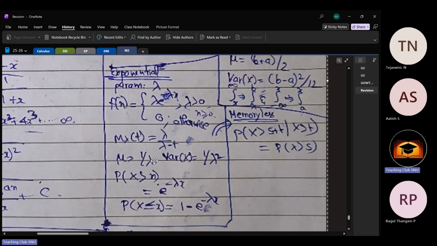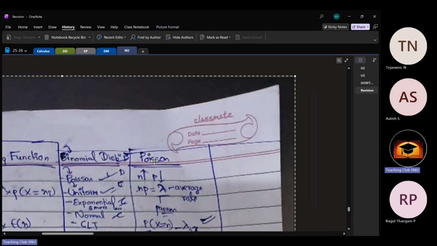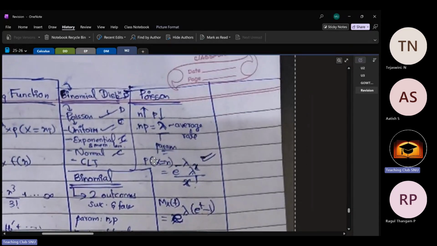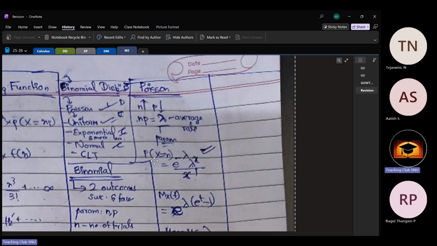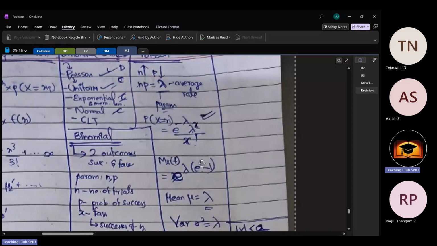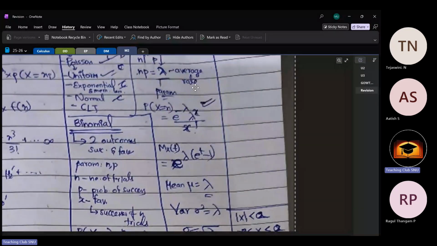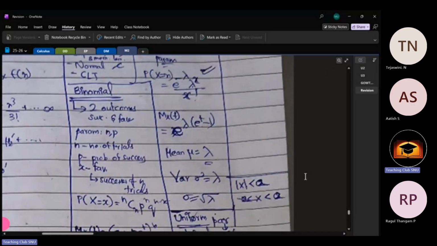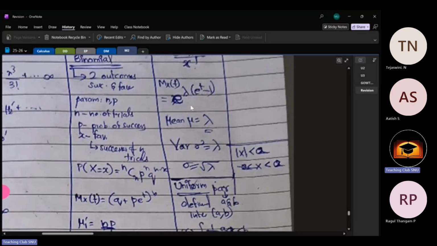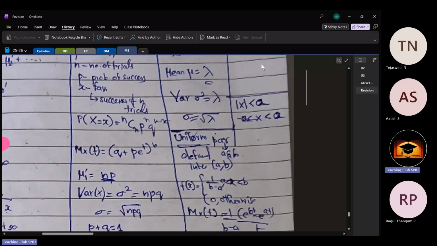I don't think you have exponential. Poisson. When does Poisson occur? When n is really large and p is very small, meaning the number of items you are assessing is very large, but the probability of success is very small. In that case, n and p, when you multiply, converge to one value called the average rate, and that is going to be called lambda. So probability of X equal to x is e power minus lambda, lambda power x by x factorial. Just remember this. I know some intelligent minds who reverse this, so please remember the formula correctly: e power minus lambda, lambda power x by x factorial. Next, Mx of t, if you want, you can remember it or leave it. The mean and variance both are lambda only. Yeah. Fine.